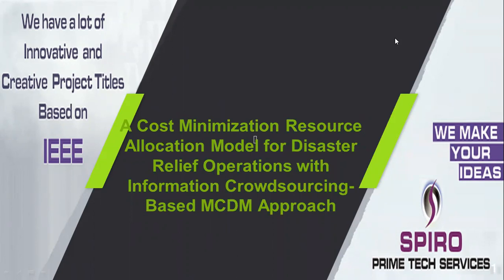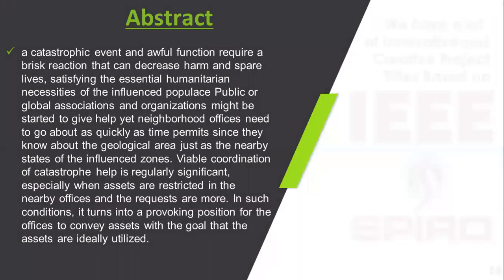Project title: A cost minimization resource allocation model for disaster relief operation with information crowdsourcing based on MCDM approach. We can see many catastrophic events like earthquakes, cyclones, and heavy rainfall. These events cause many troubles, so we have to handle resources, for example food or any other needed resources.